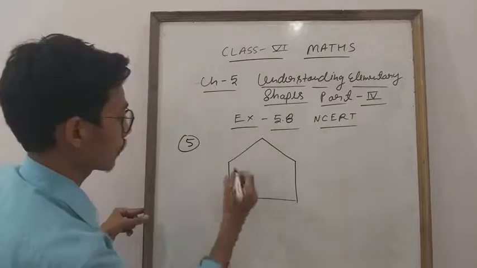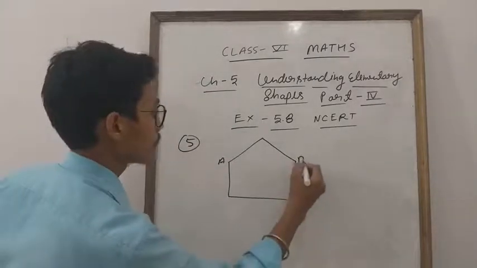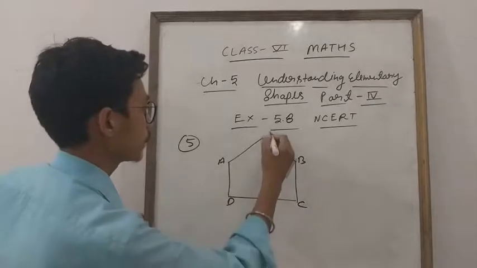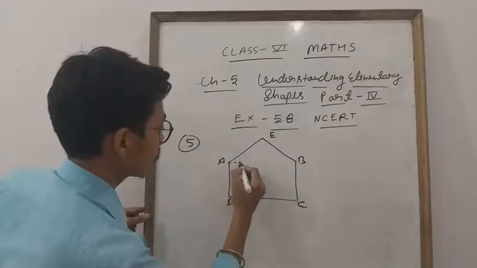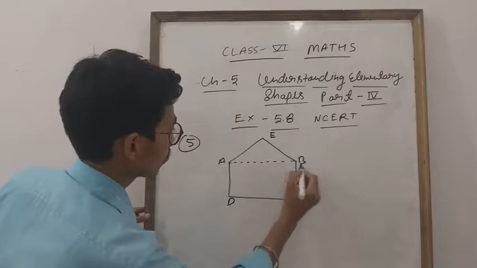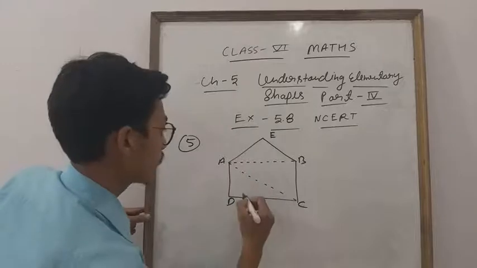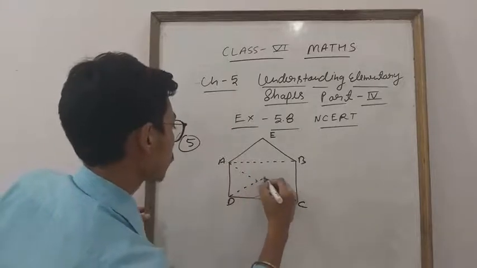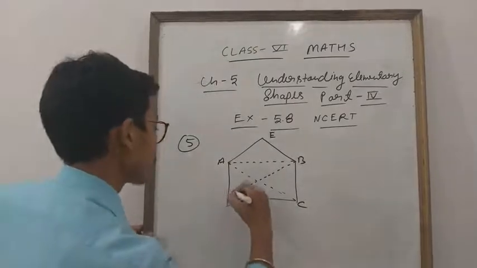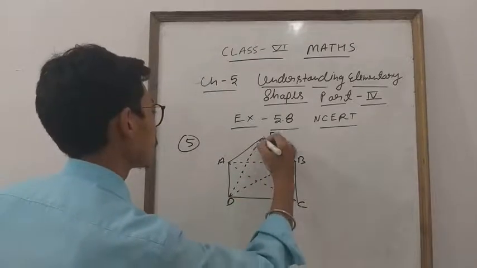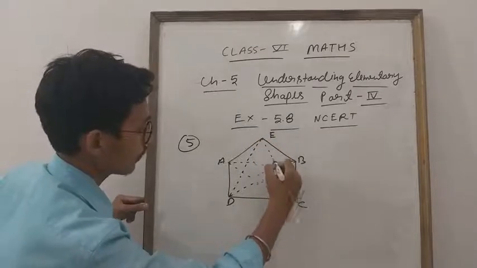Okay, everyone. So you have to draw the diagonals of A, B, C, D, E. Now you know that this is also a diagonal, A to B. This is also a diagonal. B to C, this is also a diagonal. B to D, this is also a diagonal. Next, D to E, this is also a diagonal. Now C to E, this is also a diagonal.